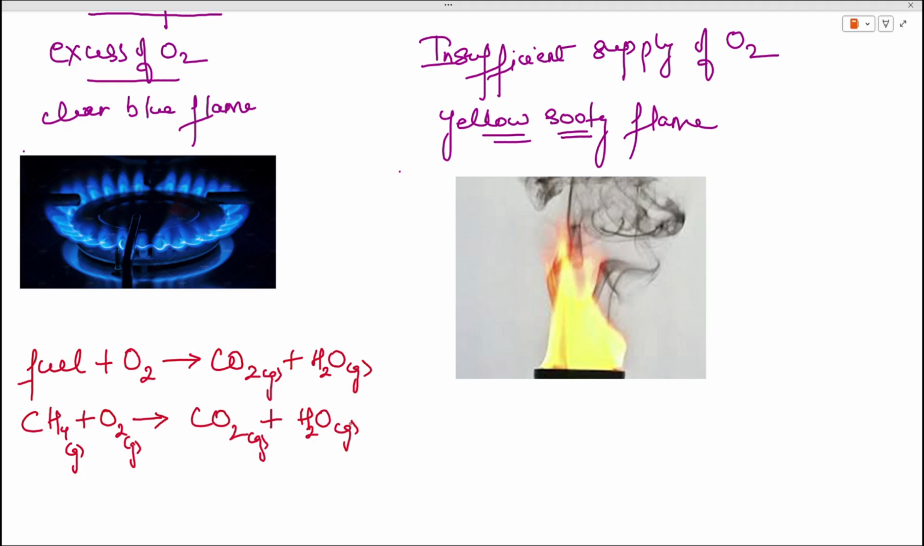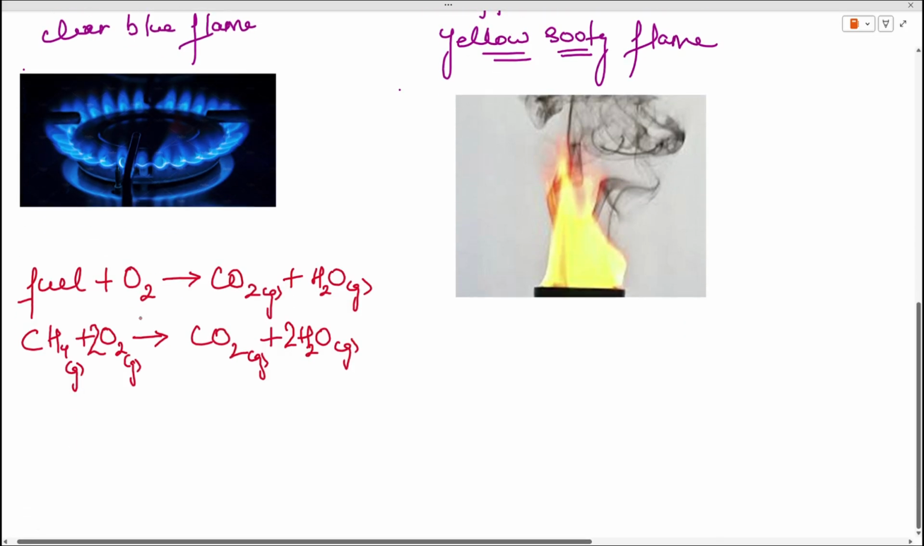To balance out this chemical reaction now, we'll have to write a 2 over here, and for the oxygens, because there are 4 on the right, we make it 4 on the left. Here we took a hydrocarbon.